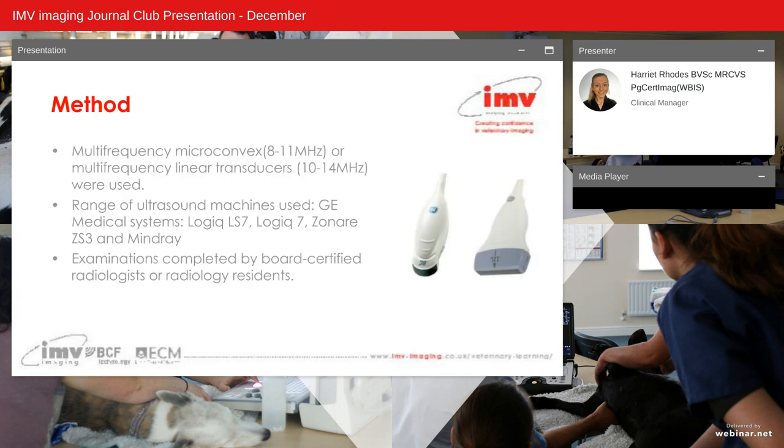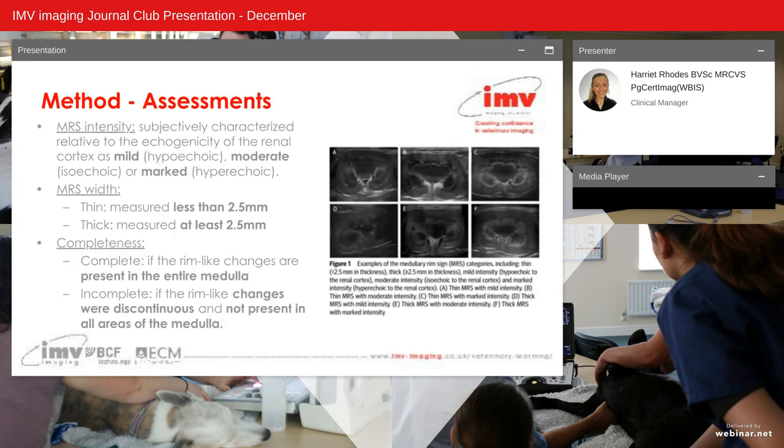The ultrasound examinations were performed using several different ultrasound machines over the study period, and either a multi-frequency microconvex or linear transducer was used for the examination as per hospital protocol. All abdominal ultrasound examinations were completed by a board-certified radiologist or by a resident under the direct supervision of a board-certified radiologist. The ultrasound features of the medullary rim sign were assessed and noted.